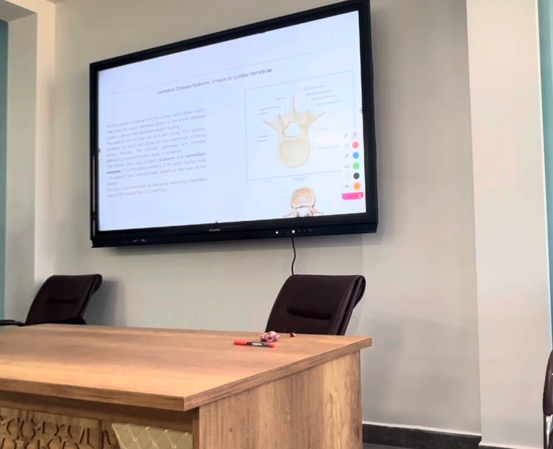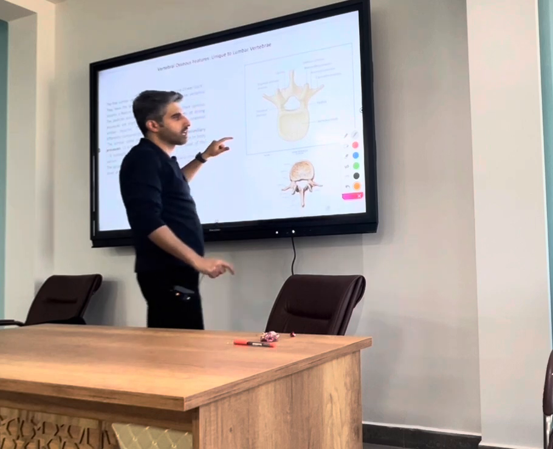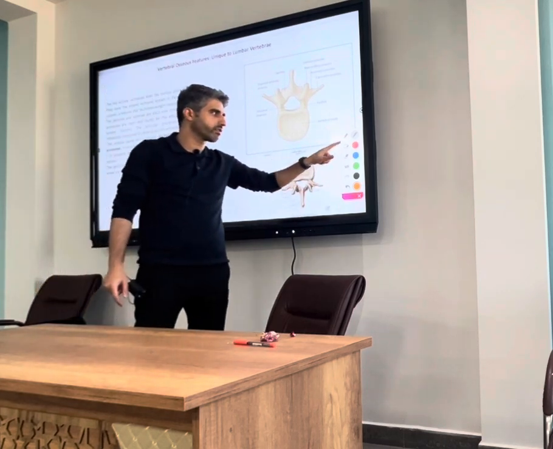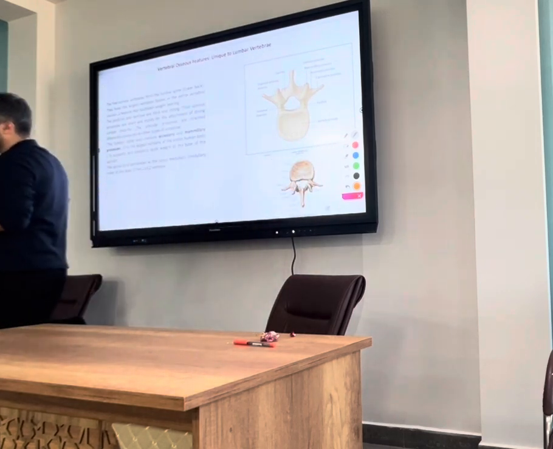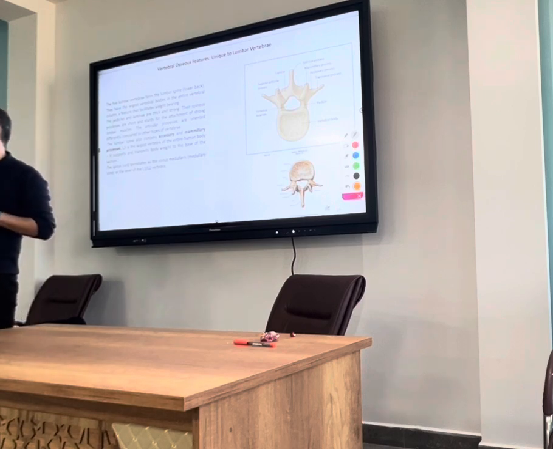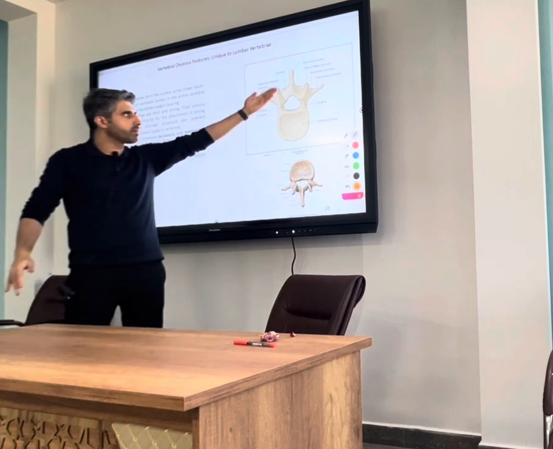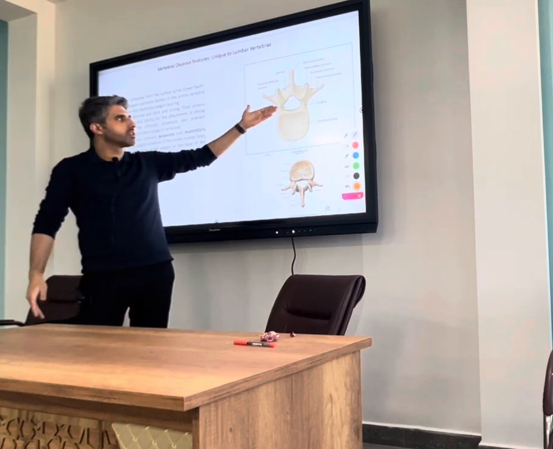Lumbar region. Lumbar vertebra. How many vertebrae do we have? 5, L1 to L5. We don't have typical and atypical. All of them are the same, all of them typical. So what is the shape of this vertebra?